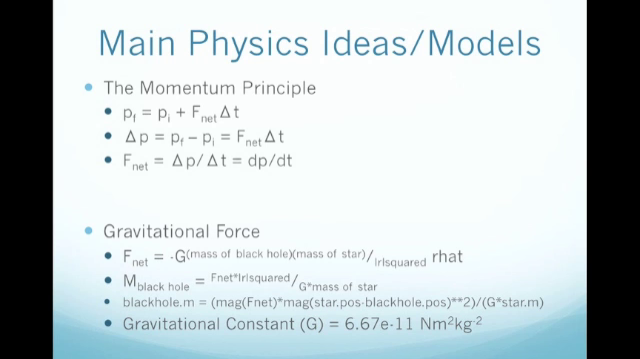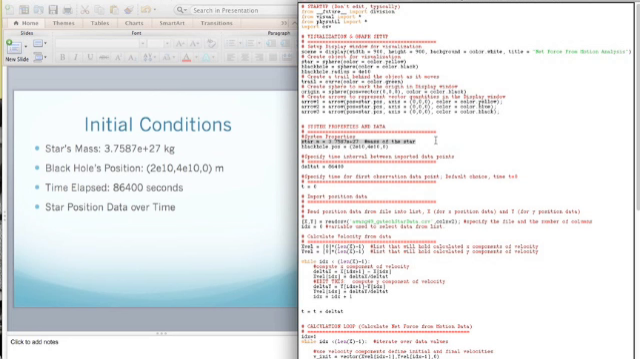To find the mass of the black hole, we have to use this equation here. This equation can be transformed into this line of code, which is added to my module. To run the code successfully, I had to first put in all of my initial conditions. In the first three lines here, we have the star's mass, the black hole's position, and the time elapsed, which were all given. Here's where we include the CSV data with the star's position as time elapsed.